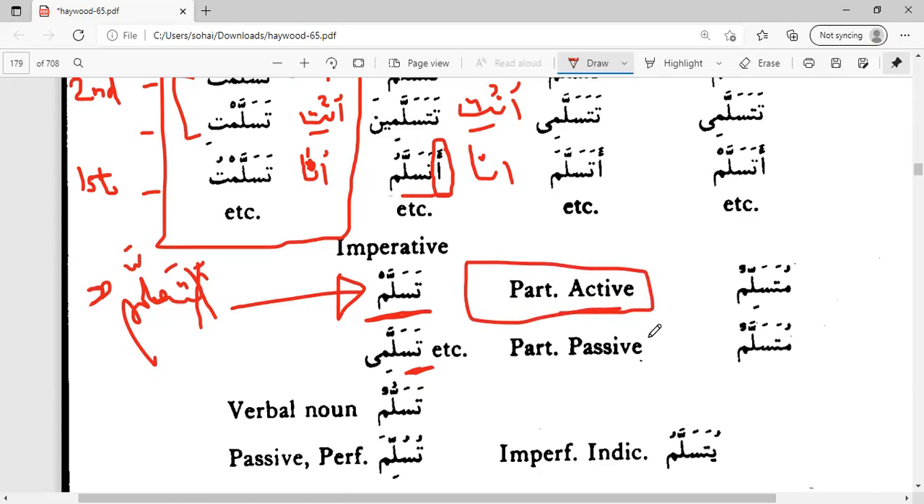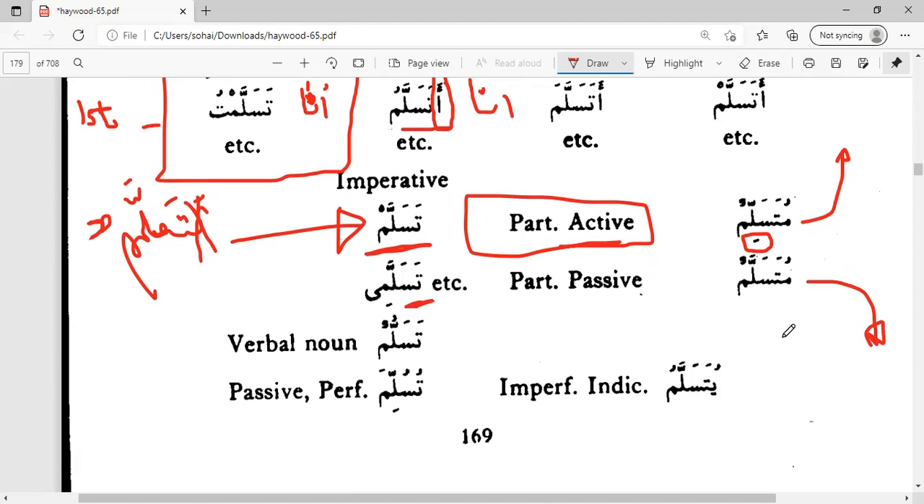Participle, which is fa'il, ism fa'il, mutasallim. Mutasallim. Okay, so it's similar to other scales. So the ism fa'il for all these scales that we've done from scale 2 onwards, the ism fa'il and maf'ul both start with meem and dhamma at the start. The difference is that the active participle, the doer, always has a kasra on the second radical, and the ism maf'ul, the one the action is done upon, has a fatha on the second radical. Mutasallimun, mutasallamun.